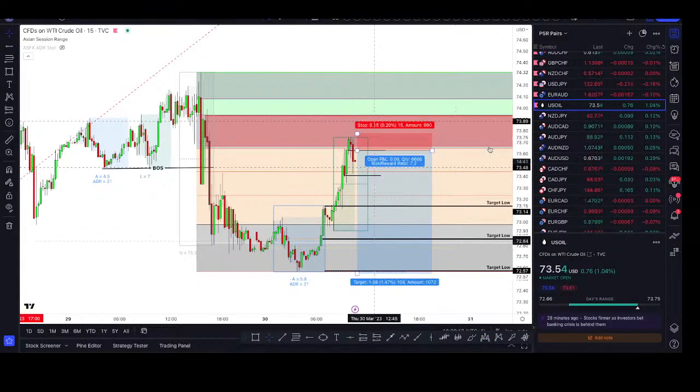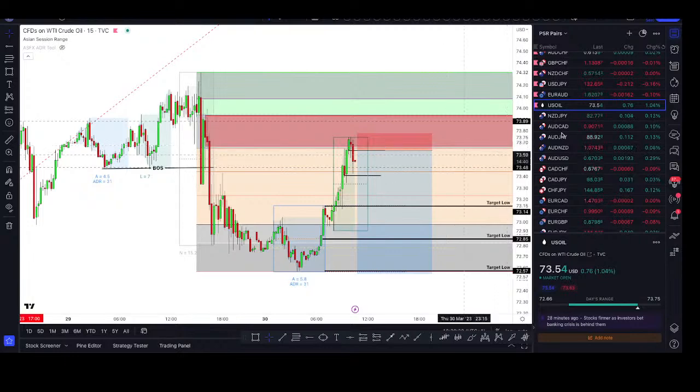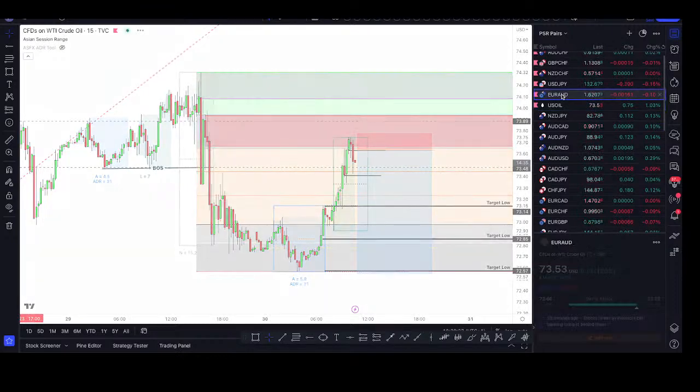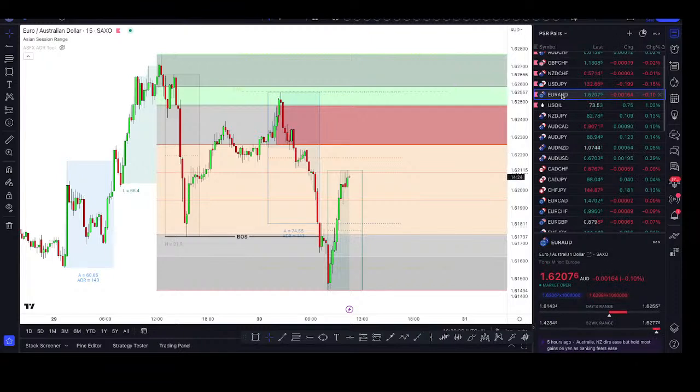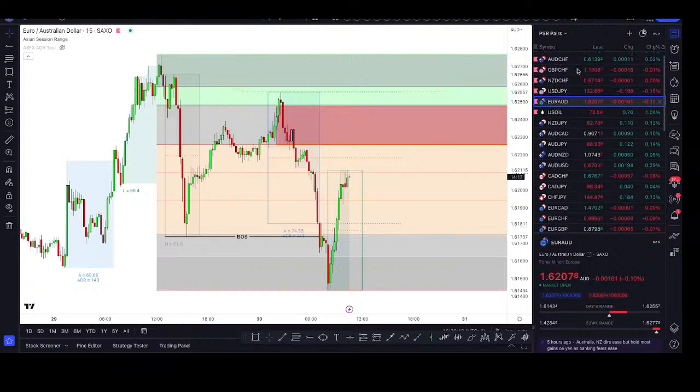Yeah, so that's if it does keep selling. Yeah, so that's oil. Hopefully it all makes sense for you guys and girls. Let's go back over to AUDCHF, see what we see.